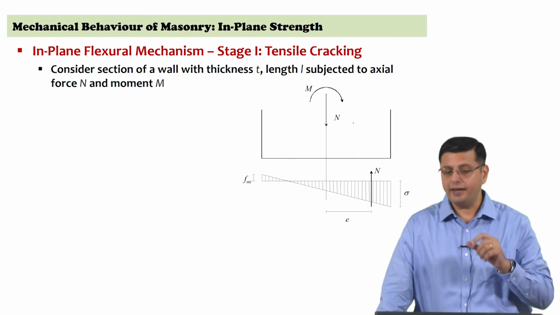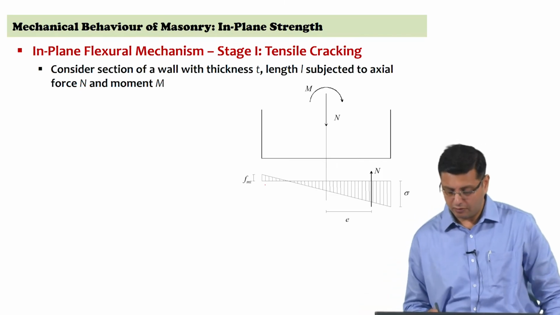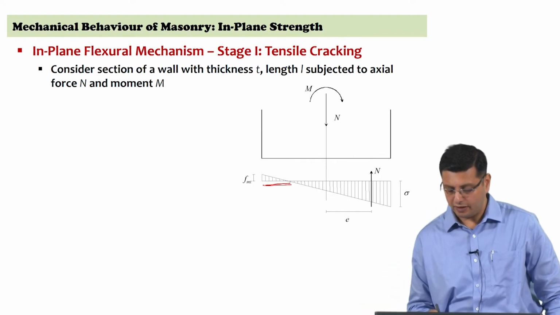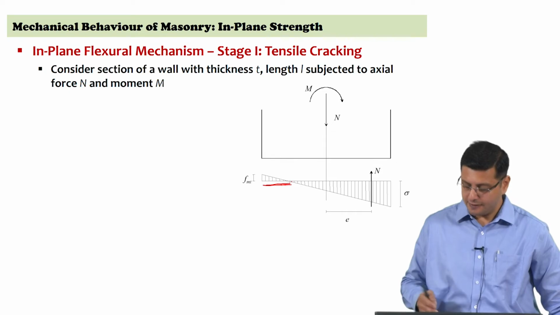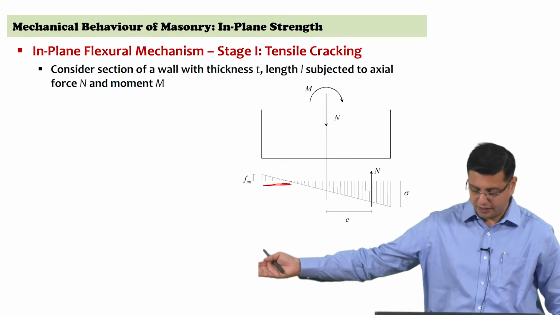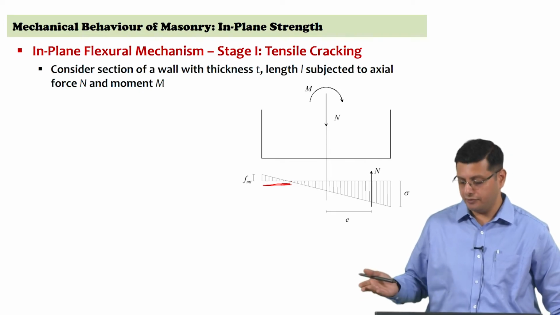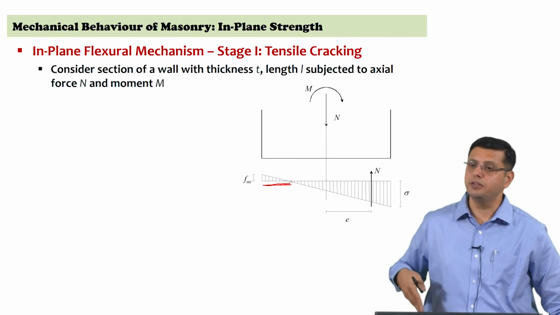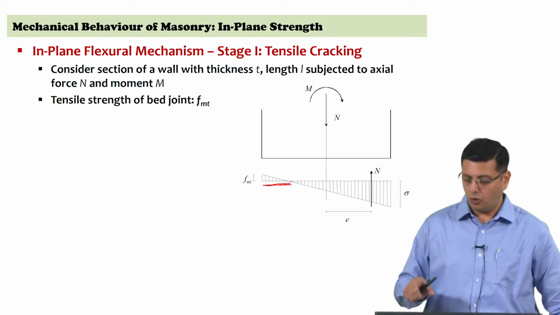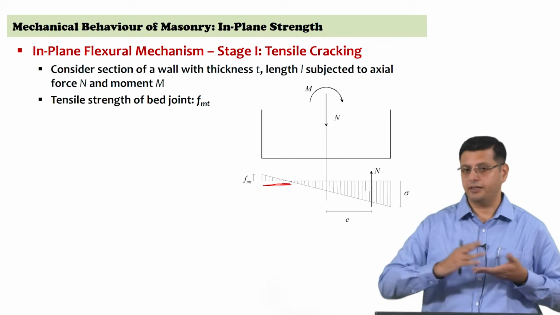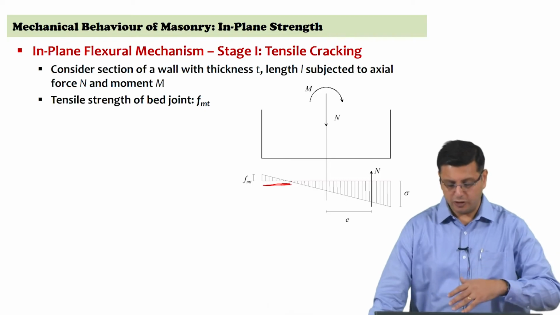Let us assume a situation where tensile stresses have now occurred in the wall. You have a part of the wall cross section that is subjected to tensile stresses, the rest is in compression, edge compressive stress sigma, and the eccentricity of the axial force resultant N is E with respect to the center line of the wall itself. Now, here the wall is subjected to tension perpendicular to the bed joint, and therefore, we are interested in the tensile strength of the bed joint with tension acting perpendicular to the bed joint, FMT.